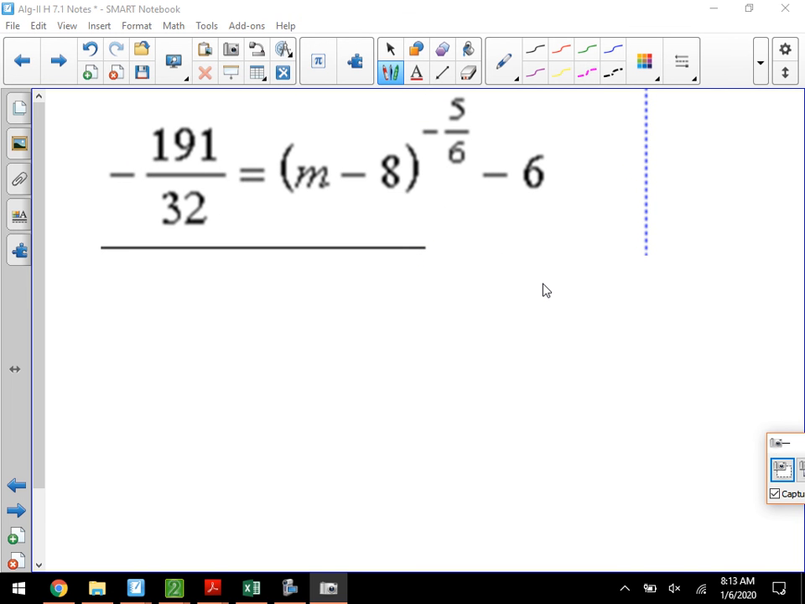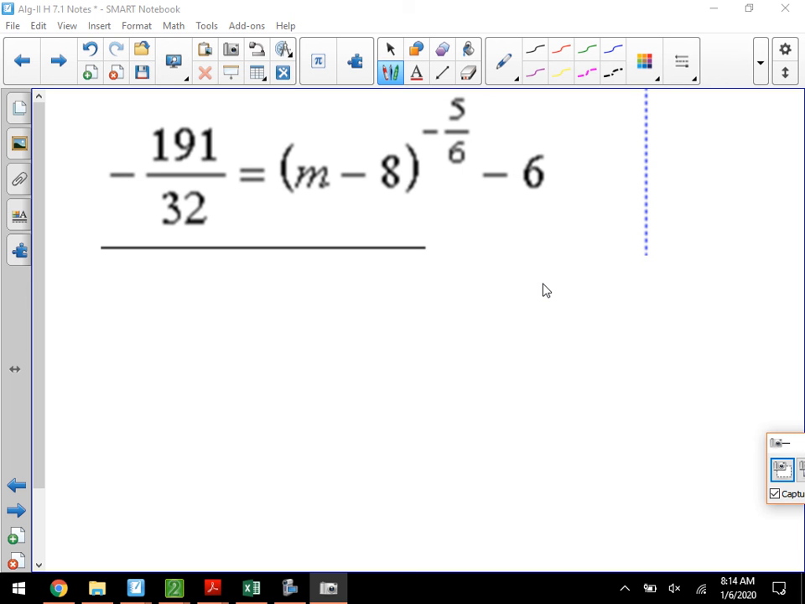Whenever you see the negative values for the fractions, remember, try to float it to the top. It makes your life a little bit easier. Float that negative value to the numerator. Just the way that things work, that's how the typesetting goes. Sometimes they just put it right in front of the fraction marker. All right. So we have negative 191 over 32 is quantity x minus 8 to the negative 5/6 minus 6.